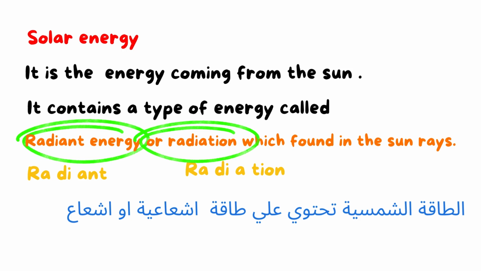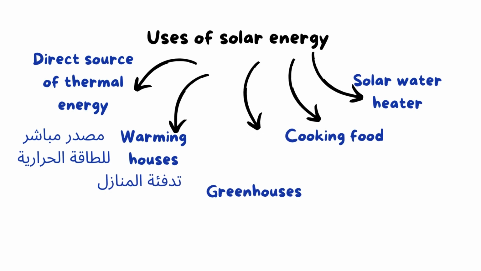Radiant, okay? And the word radiation. So the solar energy contains a type of energy called radiant energy or radiation. So what are the uses of the solar energy?